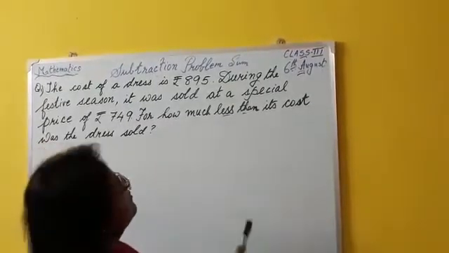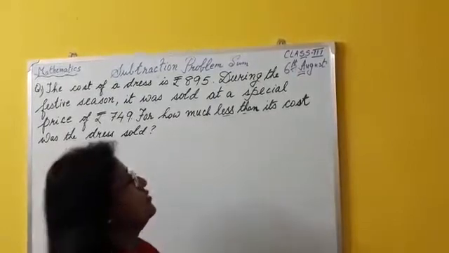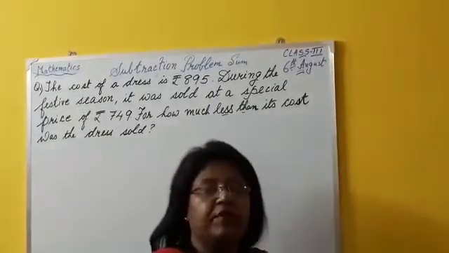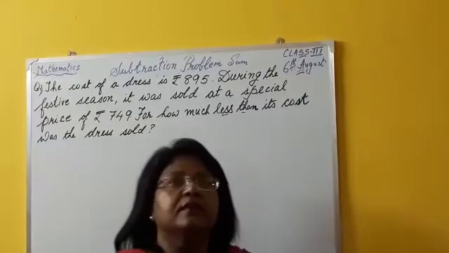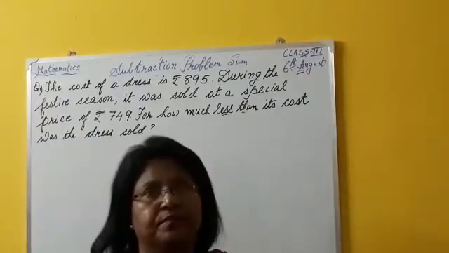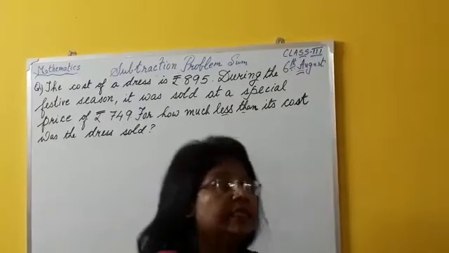Now in this problem sum, you can see there's a word called less than. So whenever you see words like less than, difference, take away, you understand that these are subtraction sums. These are the clue words of subtraction. You should always remember. Now, let us see the sum.